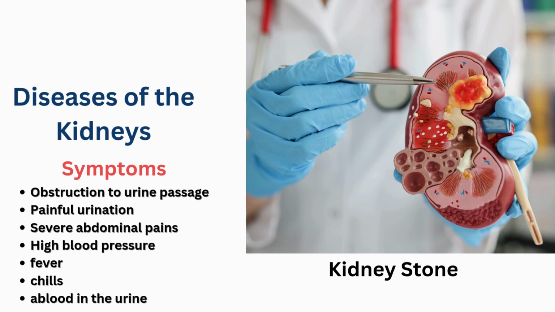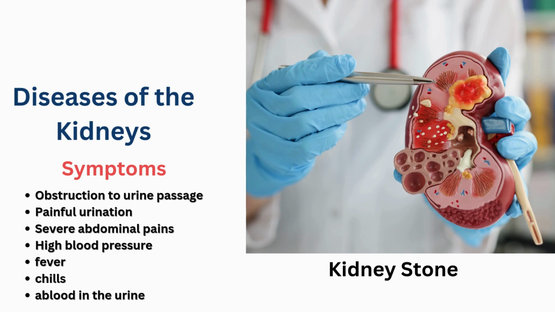experiencing of pain on passing out urine, severe abdominal pain is also experienced. Then it leads to high blood pressure, fever, chills, and presence of blood in the urine.